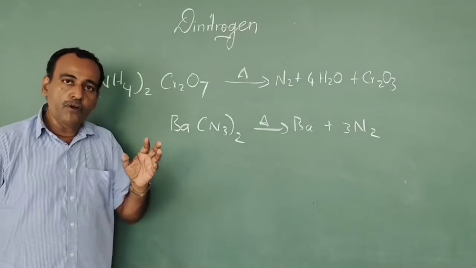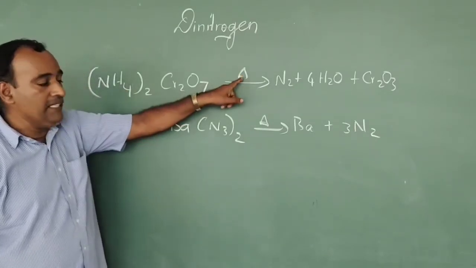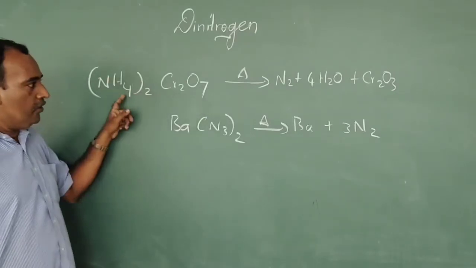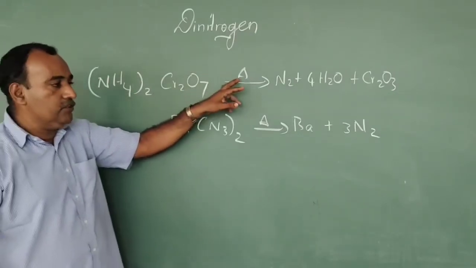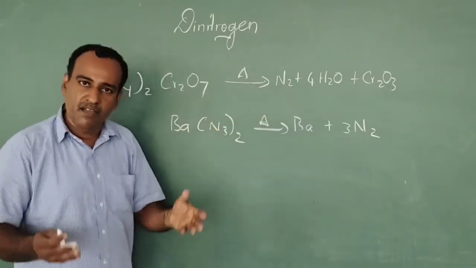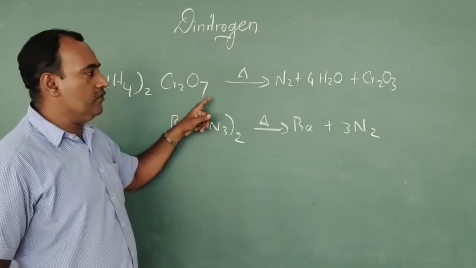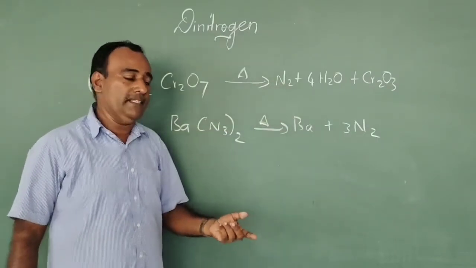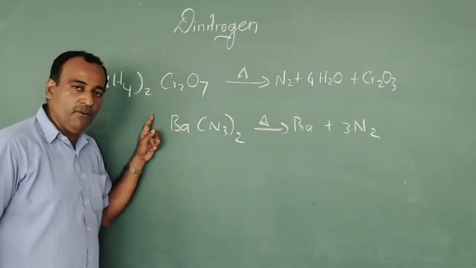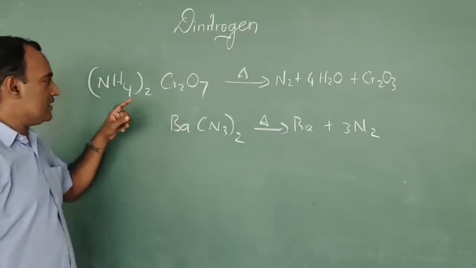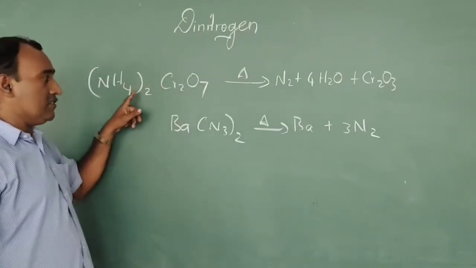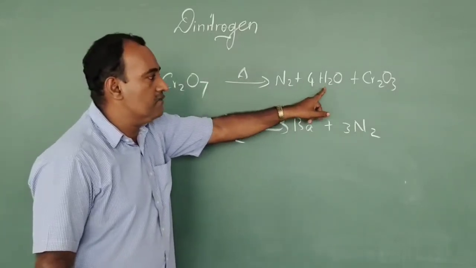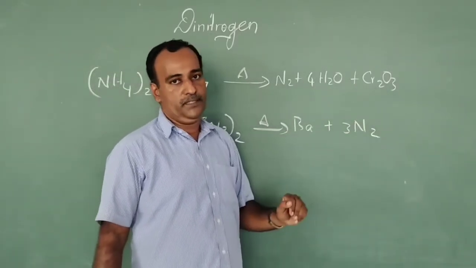Nitrogen can also be prepared by the thermal decomposition of ammonium dichromate. Thermal decomposition means on heating. Ammonium dichromate on heating gives nitrogen. So nitrogen can also be prepared by the thermal decomposition of ammonium dichromate. What about the equation? Ammonium dichromate, (NH4)2Cr2O7, on heating gives N2 plus 4H2O plus Cr2O3.